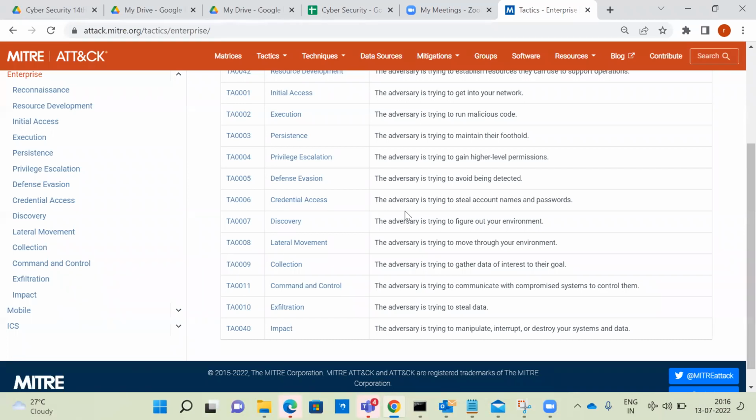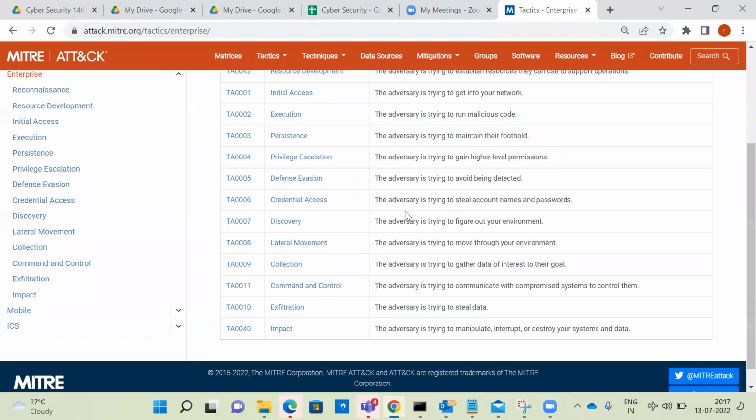So nowadays, every EDR tool is integrating with MITRE ATT&CK. Whenever any malware category of attack comes, we can easily identify what type of tactic the attacker used to compromise the end user system.